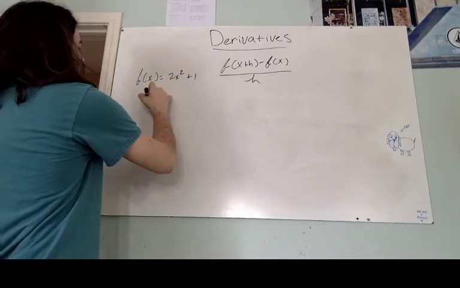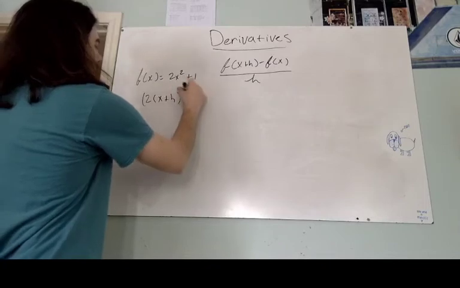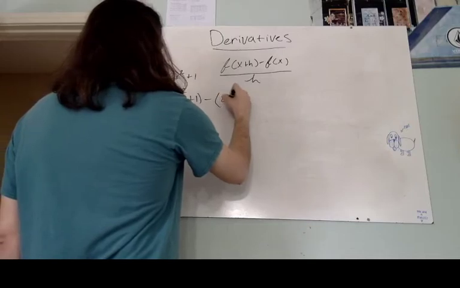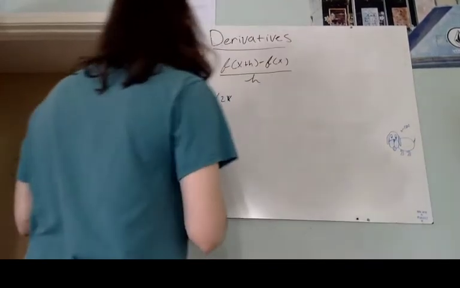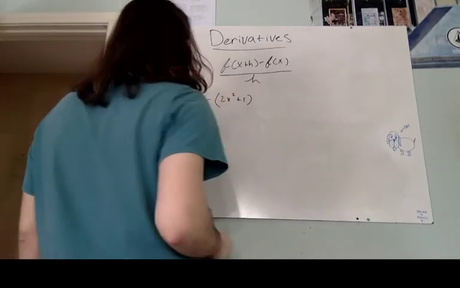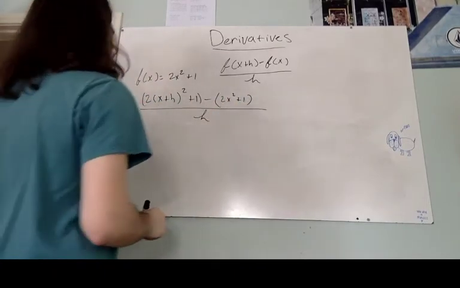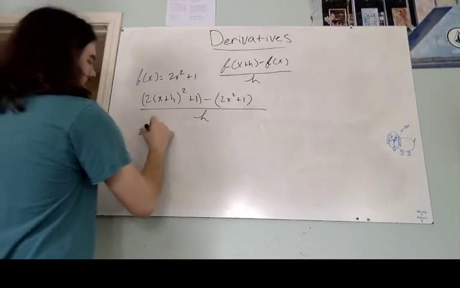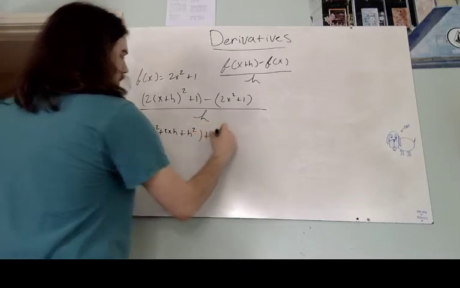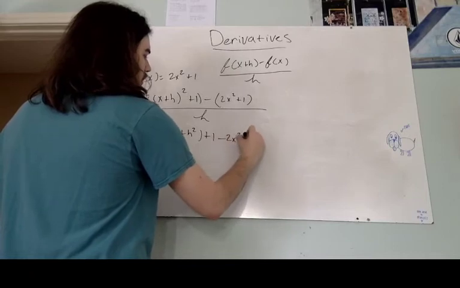So we're going to get f of x plus h, so x plus h. I'm just plugging in x plus h, right? And then minus 2x squared plus 1. Okay, so I need to expand this polynomial, right? Well, this is all over h. So now I'm going to have 2 times x squared plus 2xh plus h squared plus 1, and then minus, I'm going to distribute my negative, 2x squared minus 1.